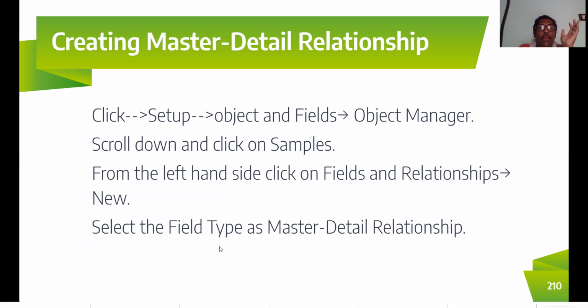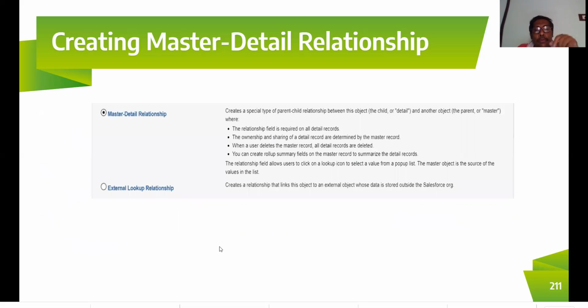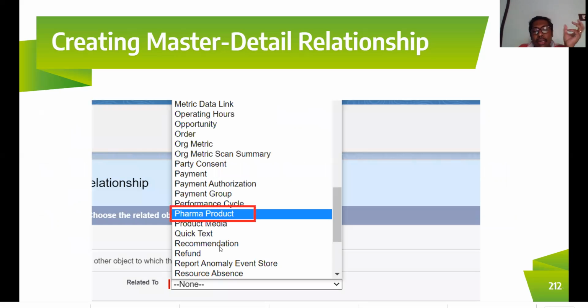Got it? So now, to create a master detail relationship, the same way we did for lookup relationship, we're going to go to Setup, Object Manager, scroll down, and first select the child object. From the left-hand side, click Fields and Relationships, then select the master detail relationship as the data type and click Next. After clicking Next, you have to select the related object. There you're going to select pharma product, that is the master object.